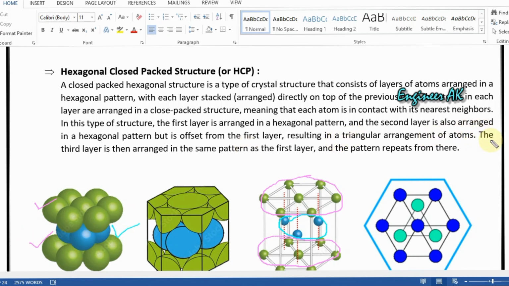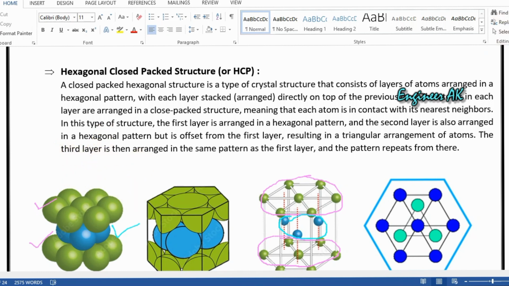And the third layer is then arranged in the same pattern as the first layer, and the pattern repeats from there. And same like that, there will be again three atoms like this. This one, the blue one, there will be a blue one, then a green one, then a blue one, then a green one, and so on, right?